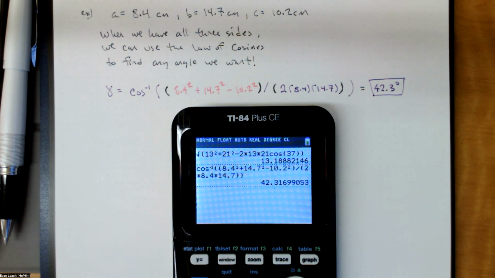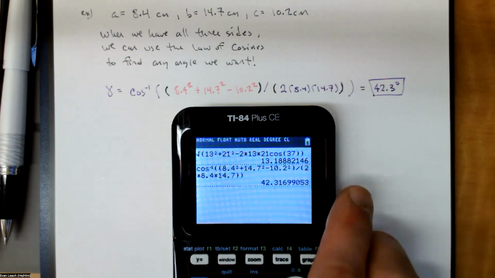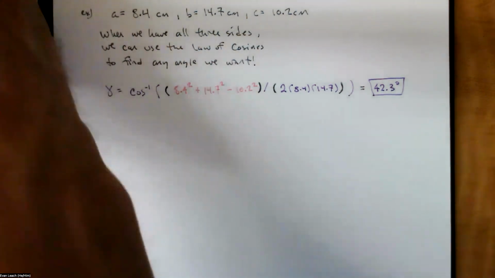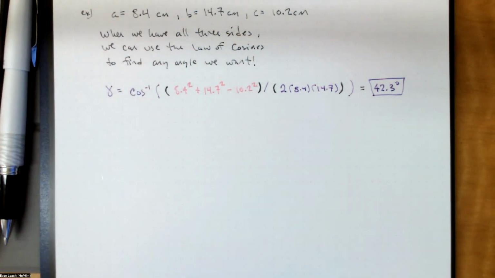When we're looking for gamma, C is the one that gets the negative in the numerator. But we had a choice in what we go after first.